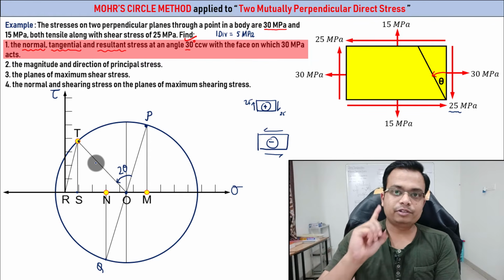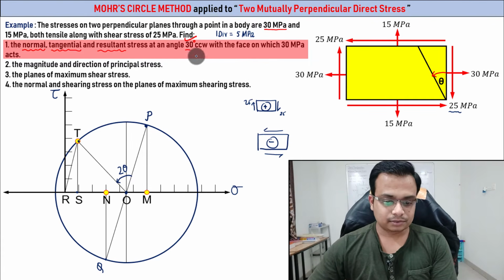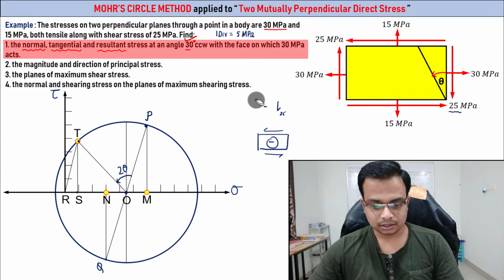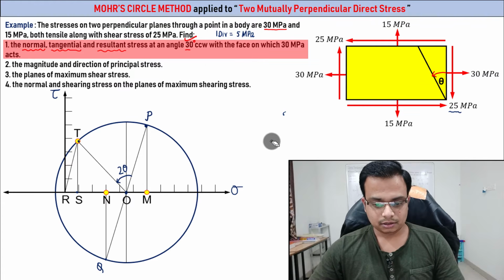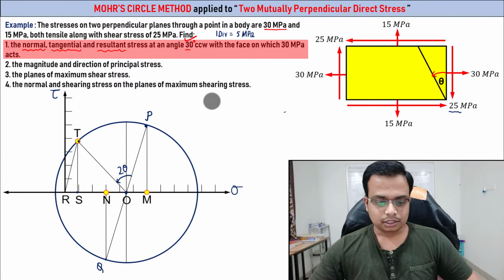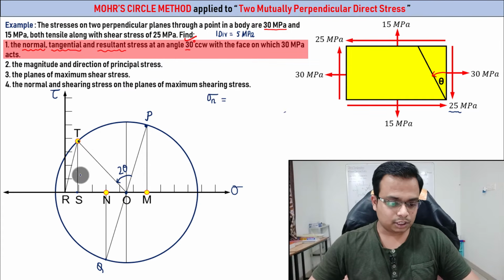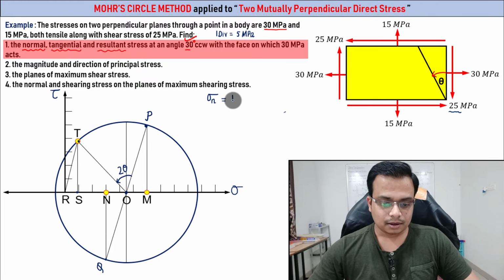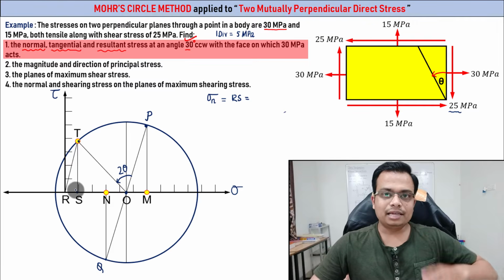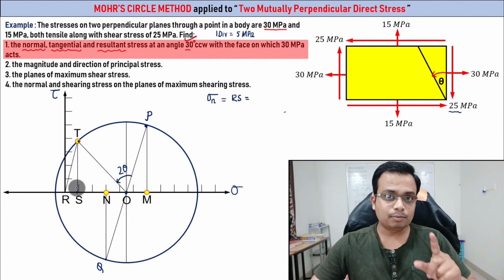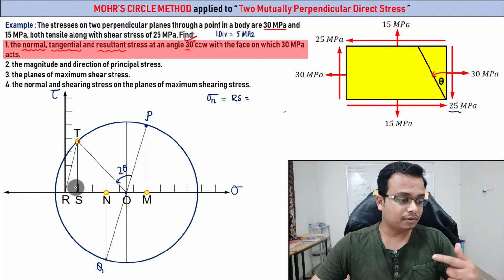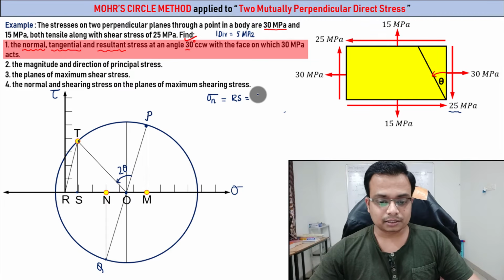Now the first thing which we need to work out is the normal stress. Let me just tell you what that is. This is sigma n. Sigma n is equal to this much, that is RS. If you just see, this is slightly less than 5, and this will precisely work out as 4.6 megapascals. Try to solve this on a graph paper.